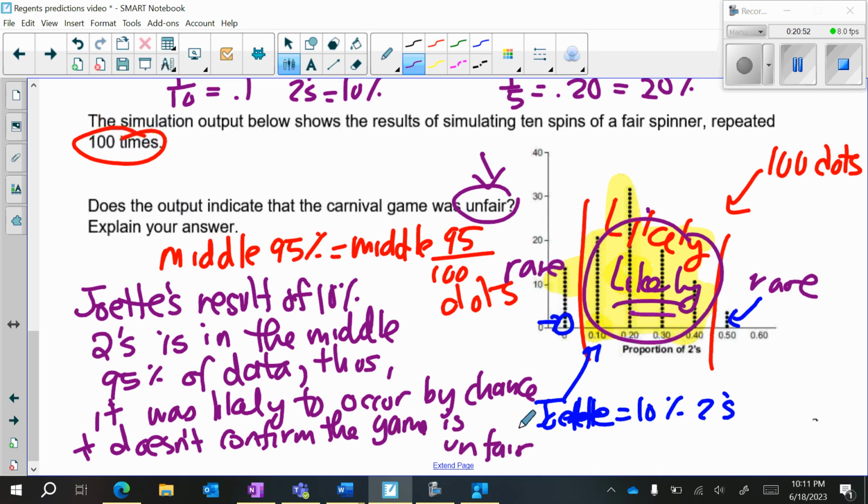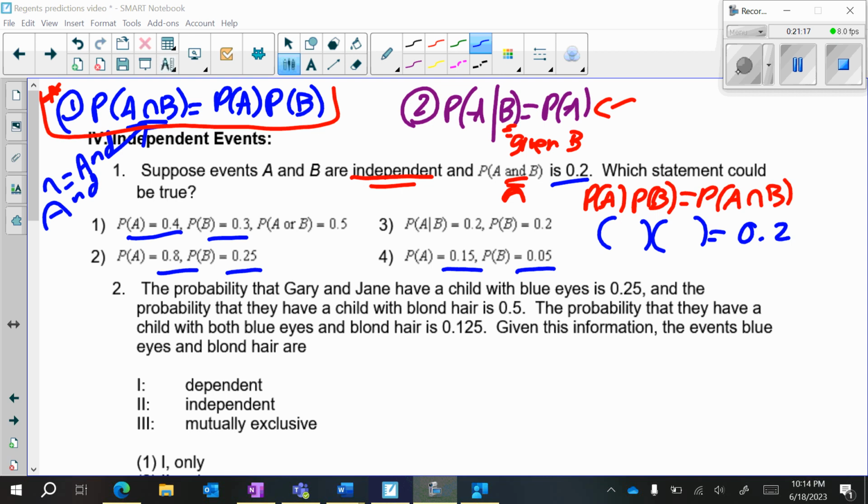Now, let's say Joette had gotten 0 twos. That would have landed outside the middle 95%, although it's kind of confusing because there's some dots that would go either way here. But let's go with 50% twos, so like half of her 10 spins were twos. That would have been in that outside region, so it would have been unlikely that it happened by chance. So maybe that spinner was rigged, so it would have been unfair.